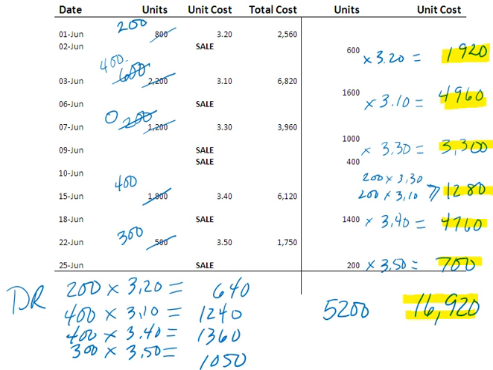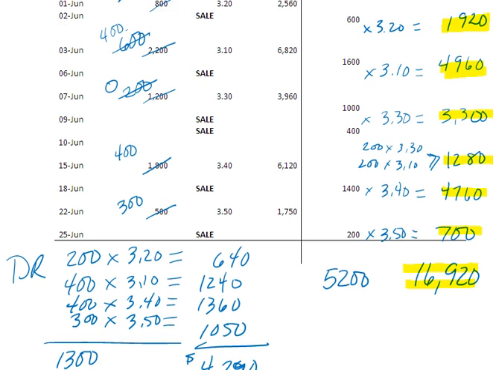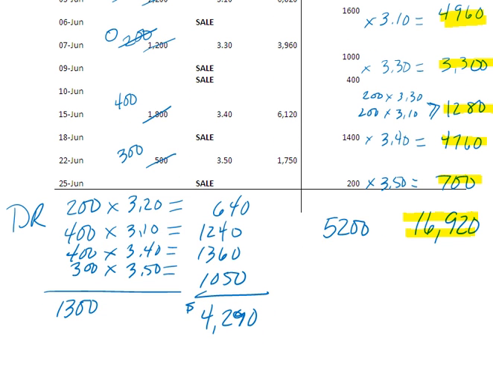And so to answer the question, that's what I'm looking for here, right? Under Perpetual LIFO, what is the value of ending inventory? It's 4290. Or what is the value of cost of goods sold? It's 16,920.